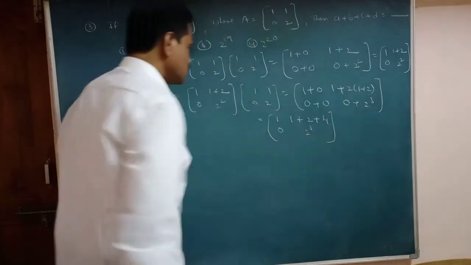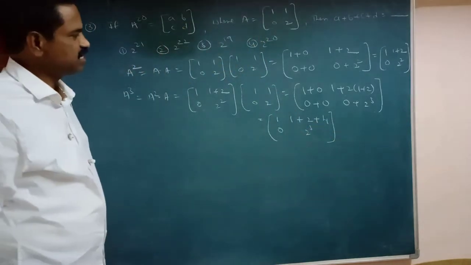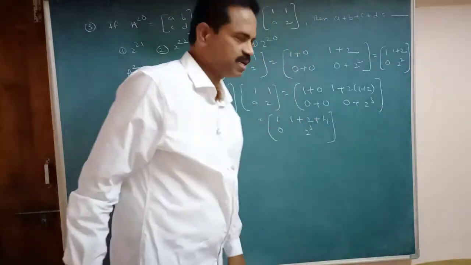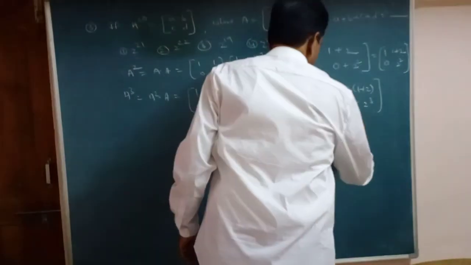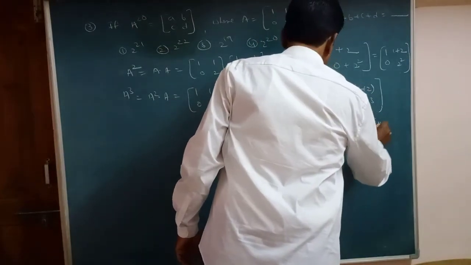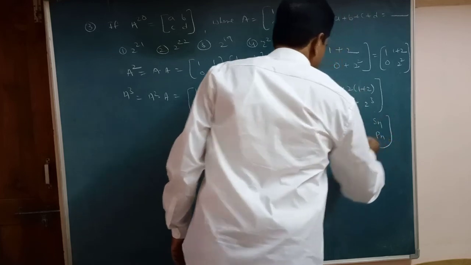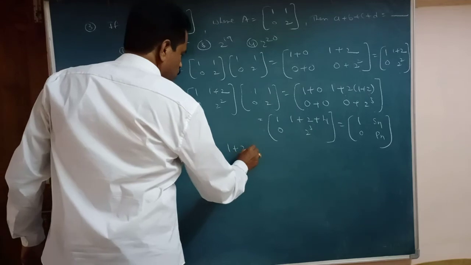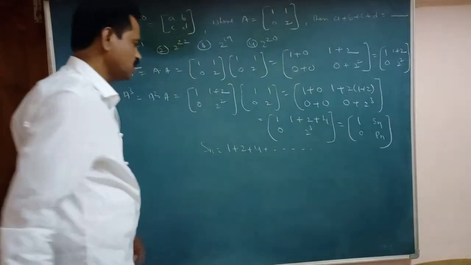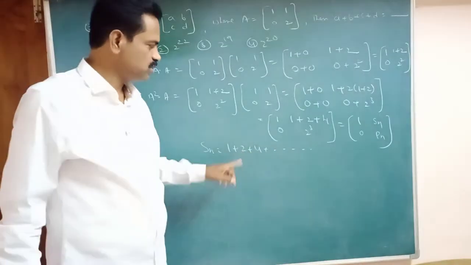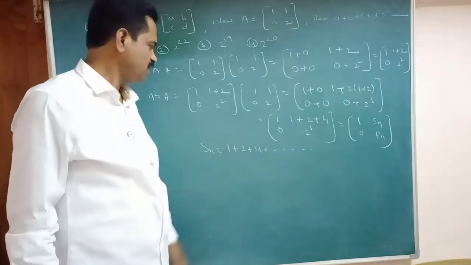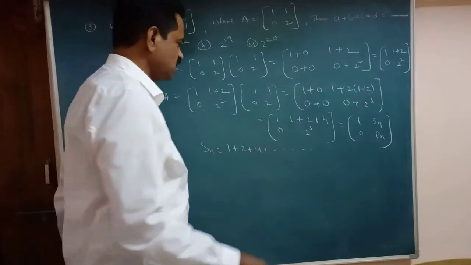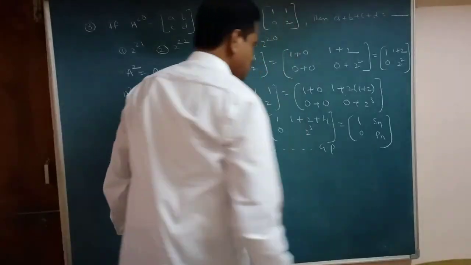You observe which values are changing here: A12 and A22. Suppose this is Sn, and this is Pn. Sn equals 1 plus 2 plus 4 plus so on. Here 2 by 1 is 2, 4 by 2 is 2, that is T2 by T1, Tn by Tn minus 1, so it is constant. The series is a GP.